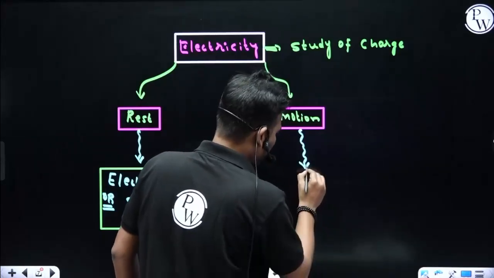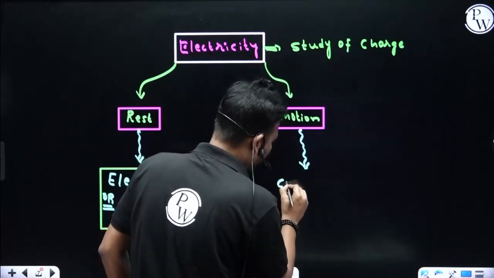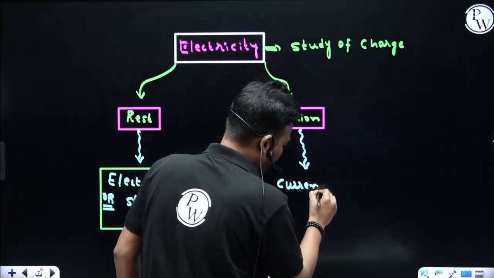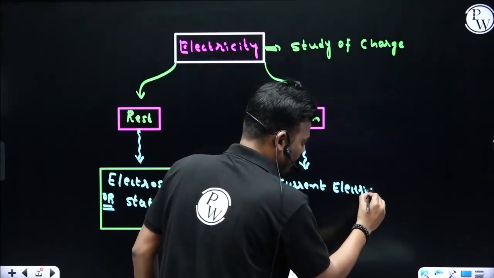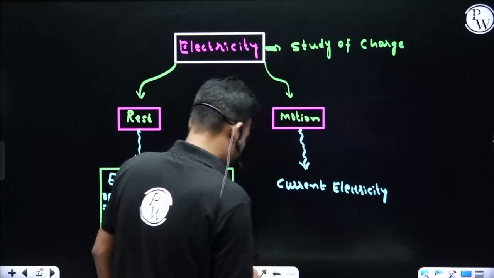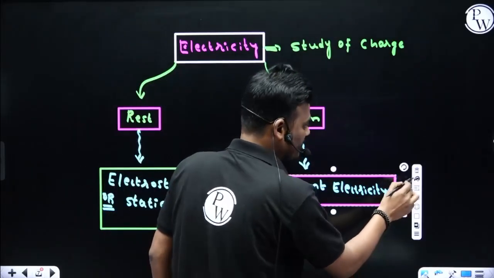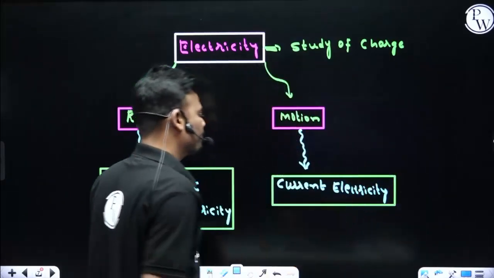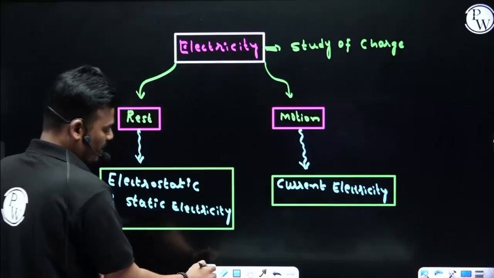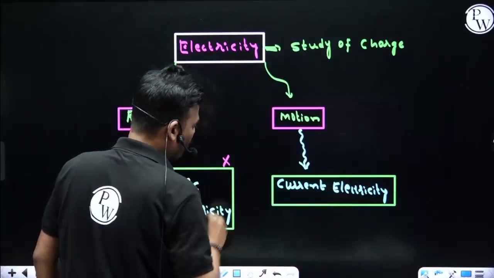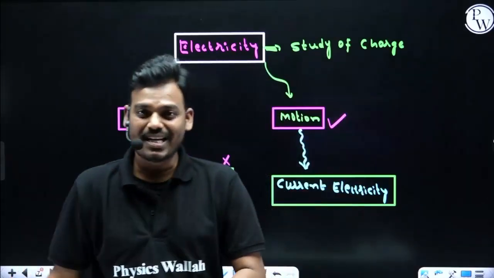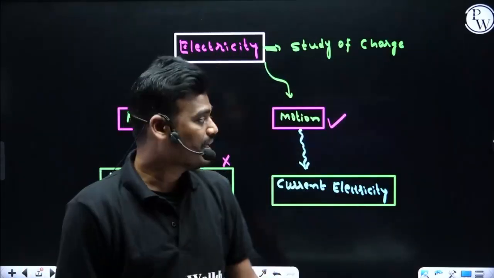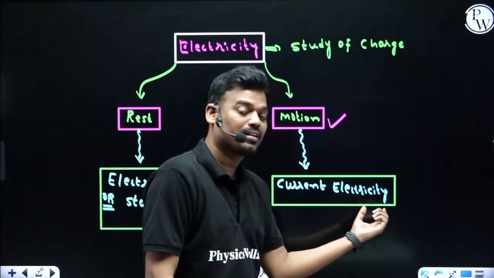If the charges are in motion, we have current electricity. Yes, we got to know. So this is not important for class 10th. Ignore this one. We have to concentrate on this motion. When the charges are in motion, we can decide that is the current electricity.